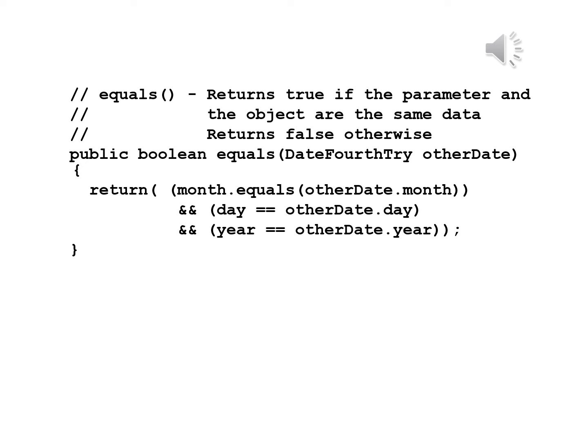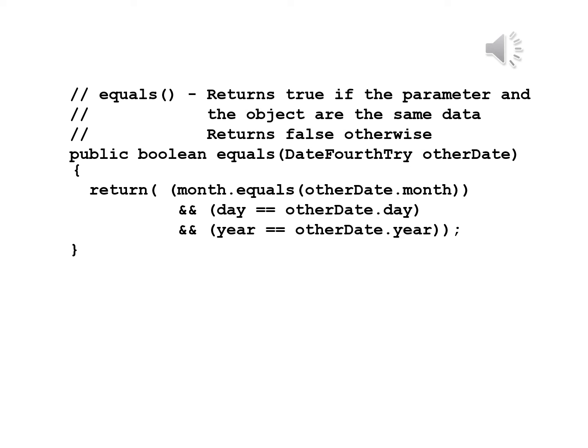Let's see how this works. Inside we have return month.equals(otherDate.month) and day equals otherDate.day and year equals otherDate.year. Now, one thing you'll notice at first is that we are using the equals method to compare the 2 months, because the 2 months are being passed as strings. A string, being an example of a class, needs to use its own equals method in this case.